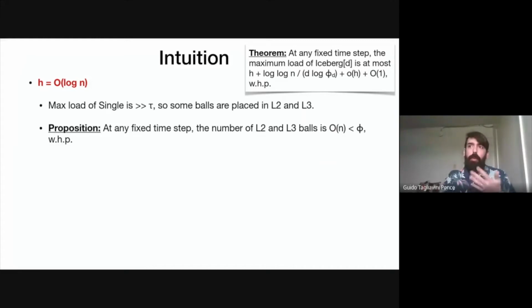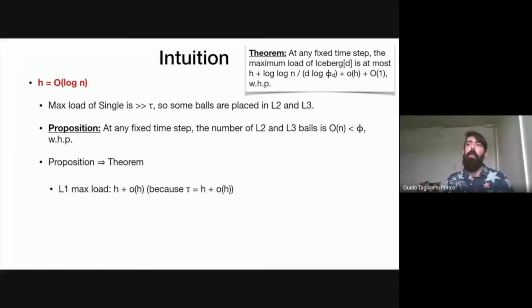And so by selecting tau the way we did, we get the following proposition, which is that at any fixed time step, the number of level 2 and level 3 balls is O of n, which is smaller than phi, with high probability. And this proposition is the main technical challenge of the proof. So for now, let's assume we have this proposition. Let's see how it implies the theorem.